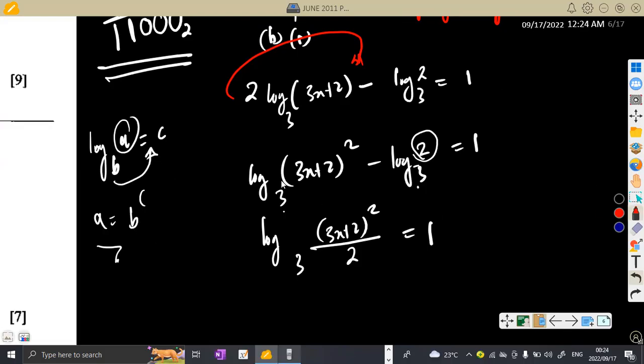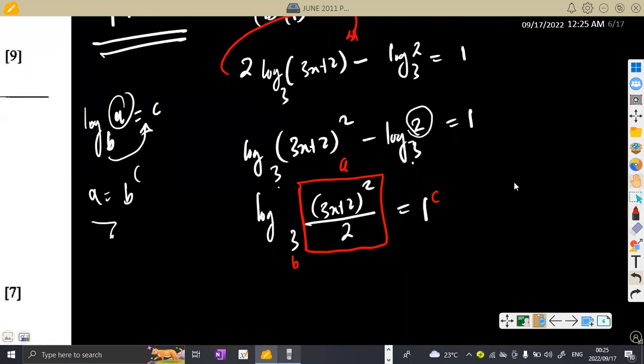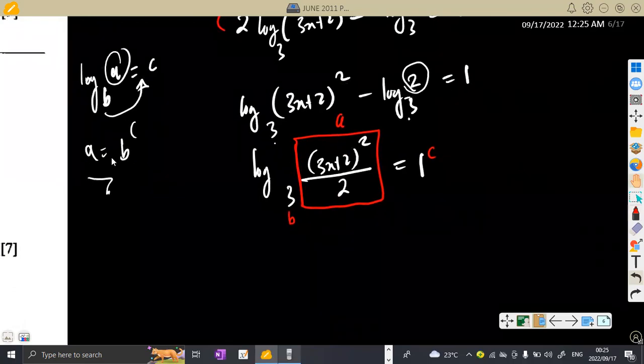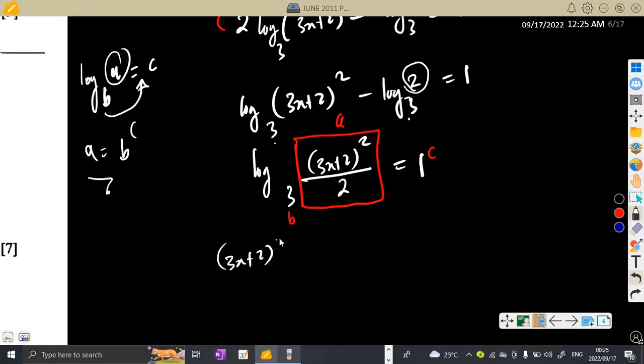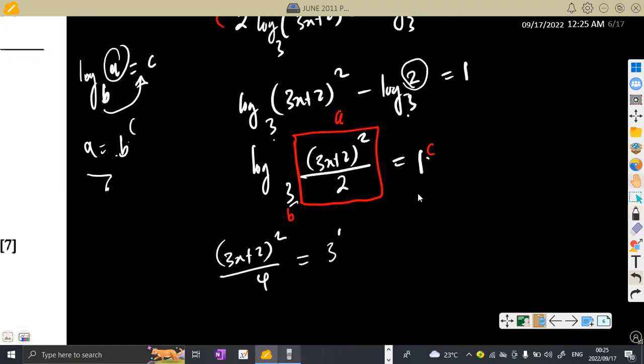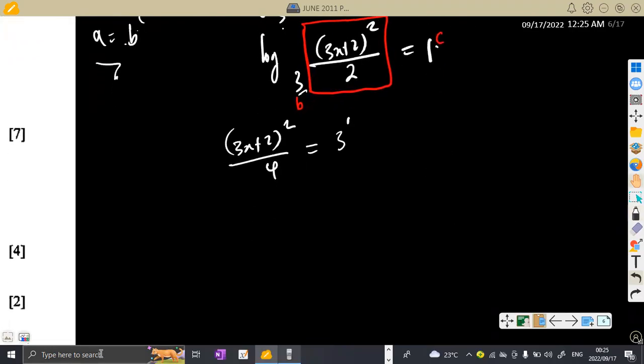In this case, our A is the whole of this part, your B is the base, which is 3, and your C is the power. So from this concept of changing from log to index form, it is going to be A, which is 3x plus 2 squared over 4, equal to the base B to the power of C, and our C is 1. So base is 3 to the power of 1. From there, we can actually solve. It's now just a normal equation.